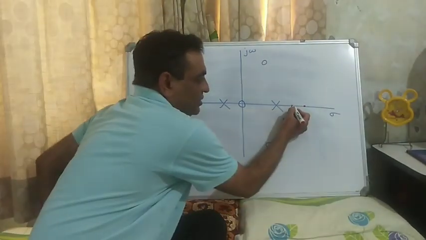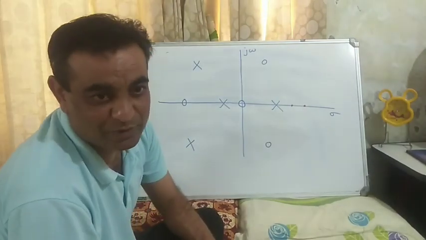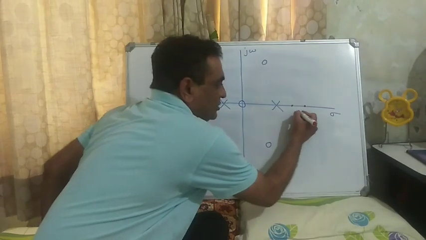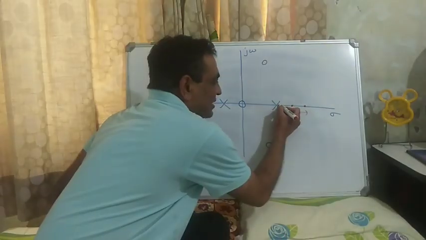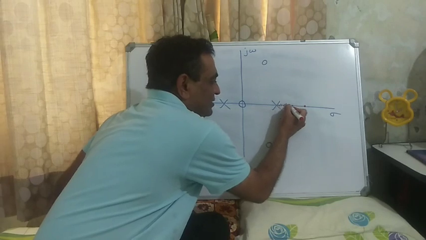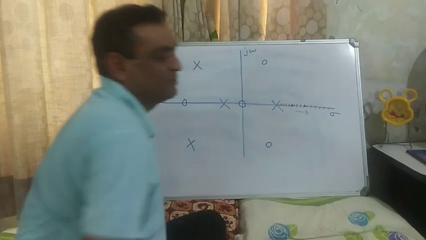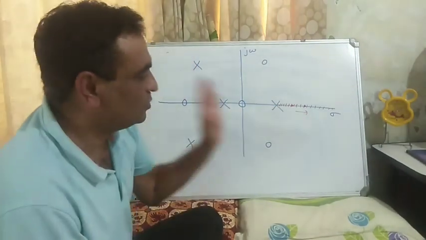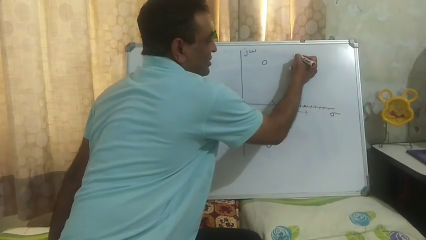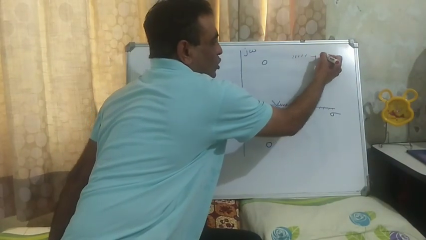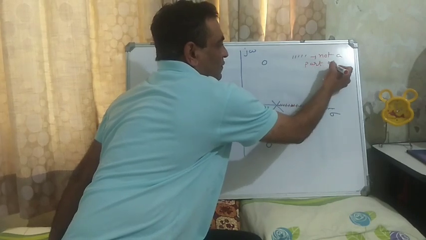I can still check for this. There is no zero or pole to the right hand side of this point. So this is also not a part of the root locus. So I can say that this entire line segment is not a part of the root locus. So I'm giving the legend here. This is not a part of root locus.